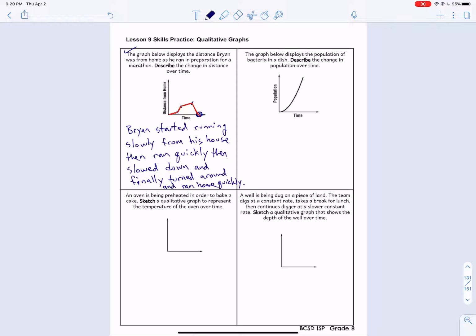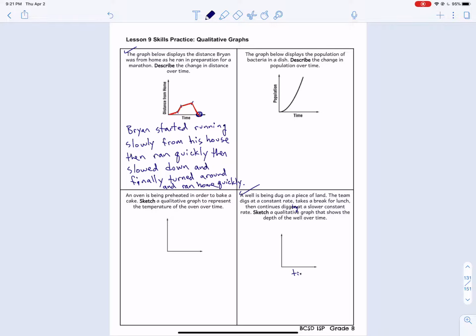our own graph. So let's take a look at this last one. All right, so it says a well is being dug on a piece of land. The team digs at a constant rate, takes a break for lunch, then continues digging, another human error, digging at a slower constant rate. Sketch a graph, a qualitative graph, that shows the depth of the well over time. So we need that information.